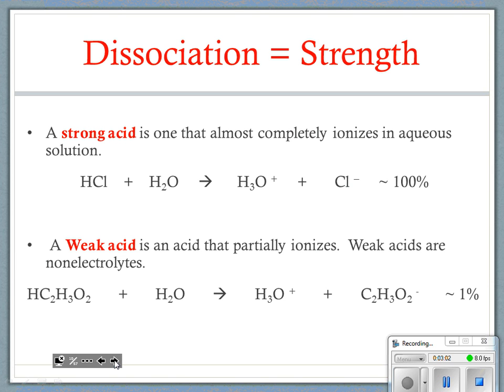This is some new stuff, folks. Today, our goals are to talk about strength of acids and bases, and we're also going to do some calculations of acid dissociation constants, the K sub A. So our goal today is to understand a little bit more about the strength of acids and bases, whether they're strong acids, weak acids, and how to calculate the acid dissociation constant.